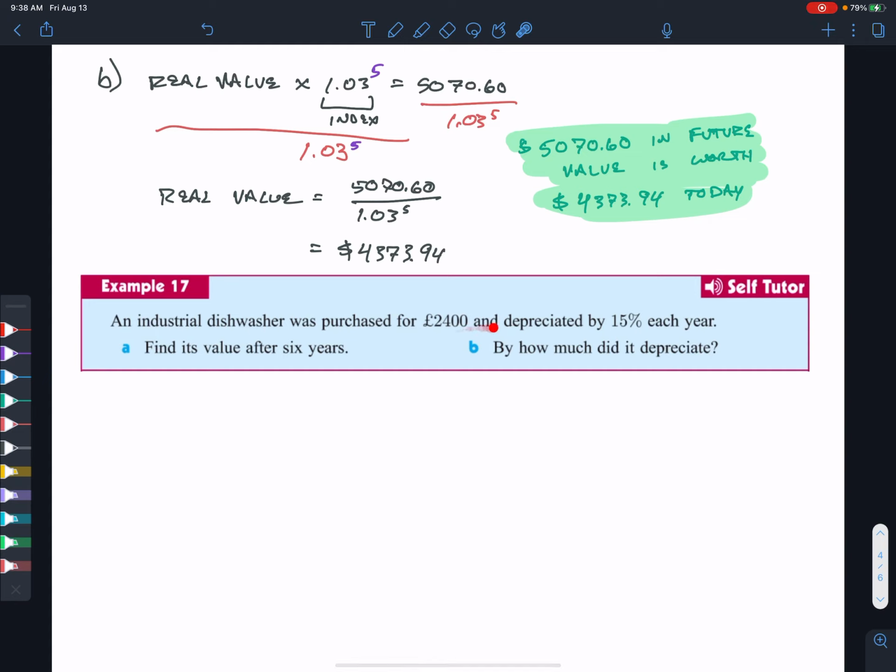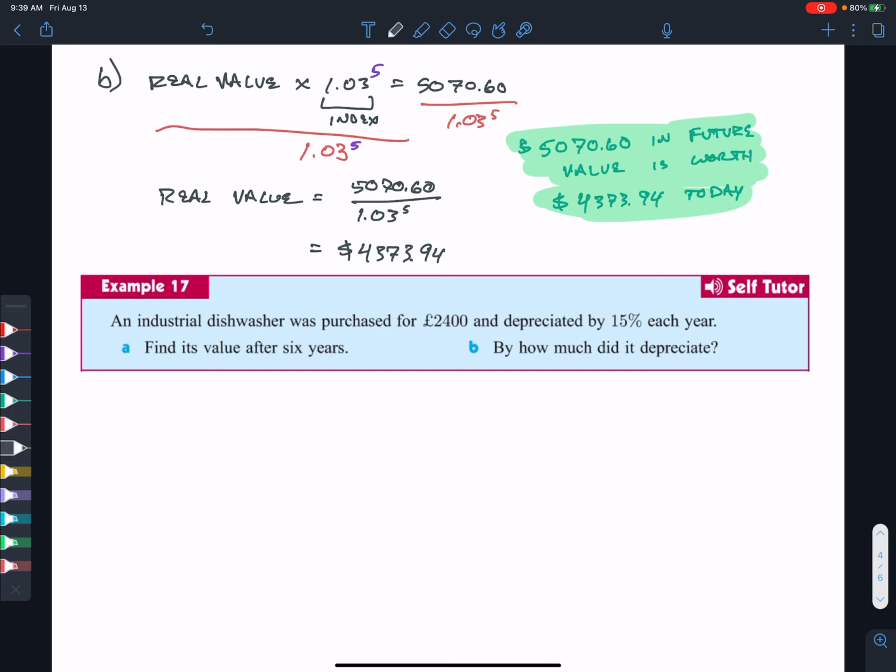So maybe this is a company. It's an industrial dishwasher. They're purchasing this dishwasher for 2,400 pounds, and it's depreciating by 15% each year. So what is this thing worth after 6 years, and how much did it depreciate? Well, this should be pretty straightforward. This will probably be the tricky one.